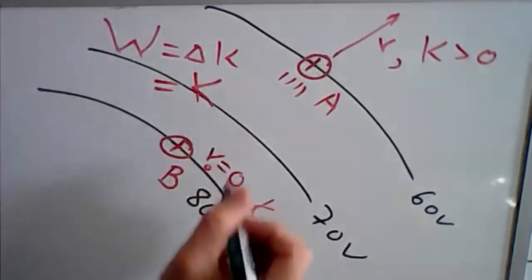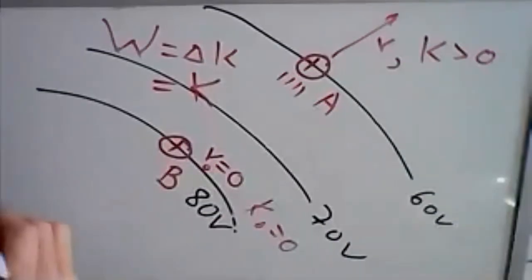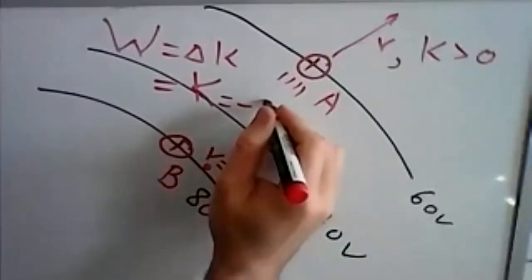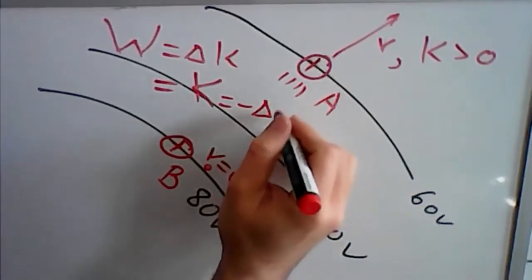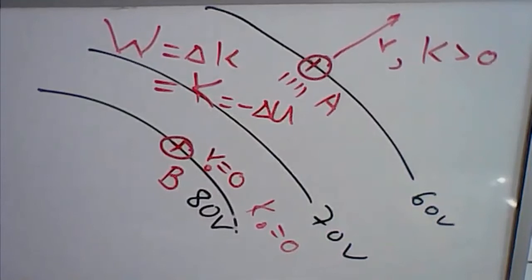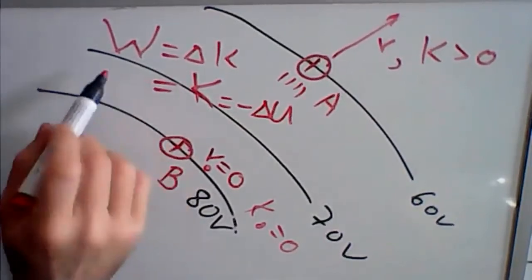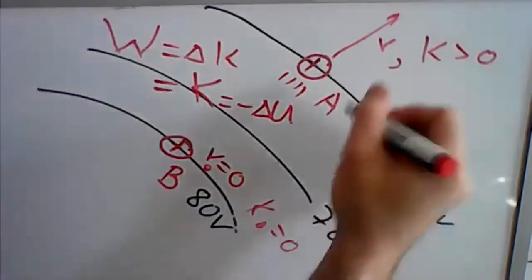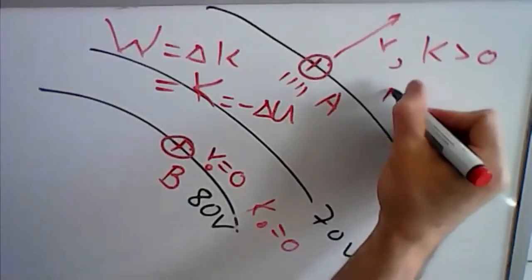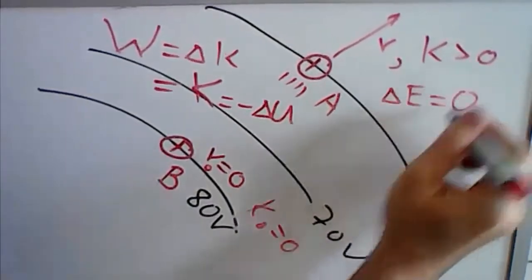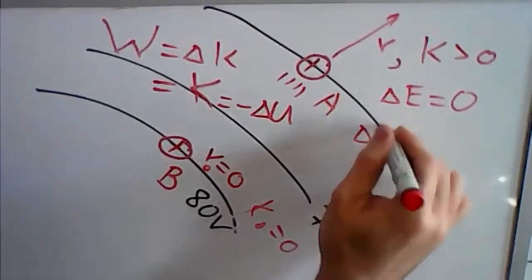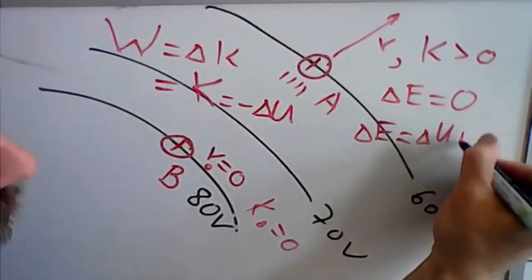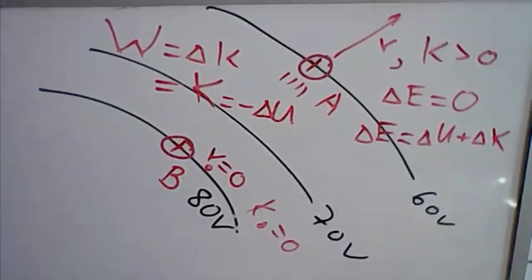Okay. So work done is delta K, which is equal to K. It also means this is equal to minus delta U. Make sense? Because work is delta K, but work is also equal to minus delta U. And that comes from the conservation of energy, that delta E for a conservative force is equal to 0. And of course, delta E in a conservative situation comes from changes in potential energy and changes in kinetic energy.